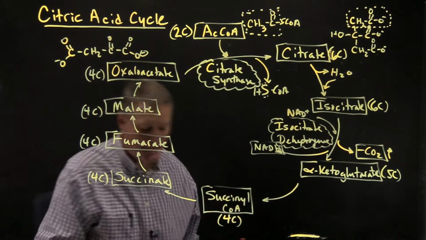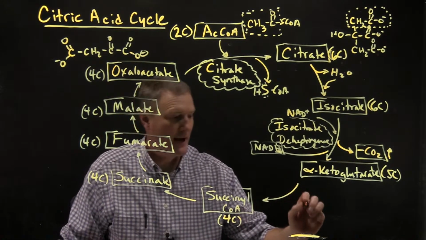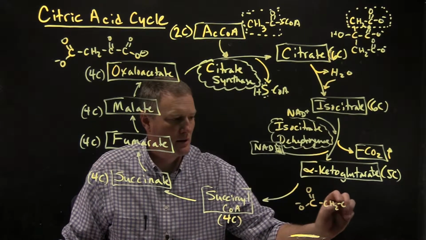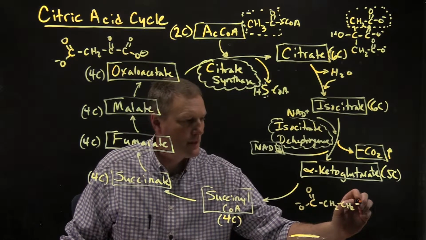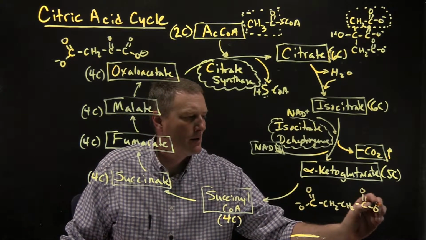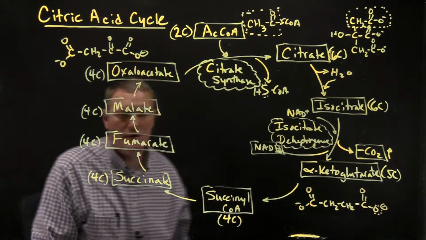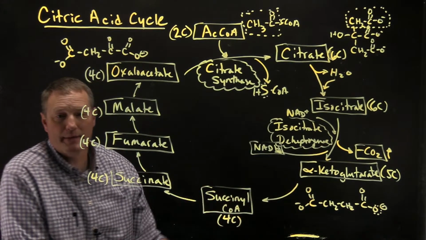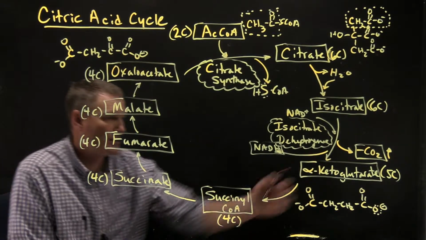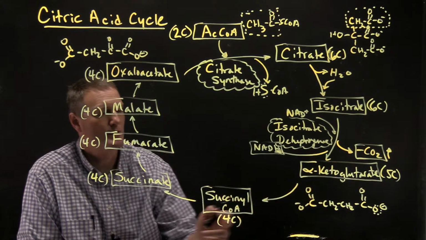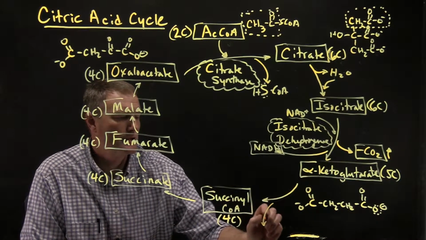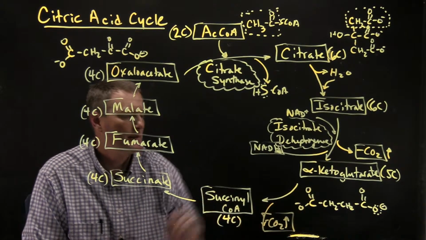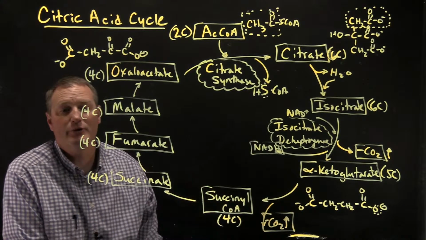And since I do have space here, I'm going to go ahead and just draw this compound out. All right, so that's the molecule called alpha-ketoglutarate. The very next step is going to be another decarboxylation step, because notice we're going to go from a C5 alpha-ketoglutarate to a C4 succinyl-CoA. So there's going to be another CO2 that's going to be liberated. And we're going to now make succinyl-CoA.